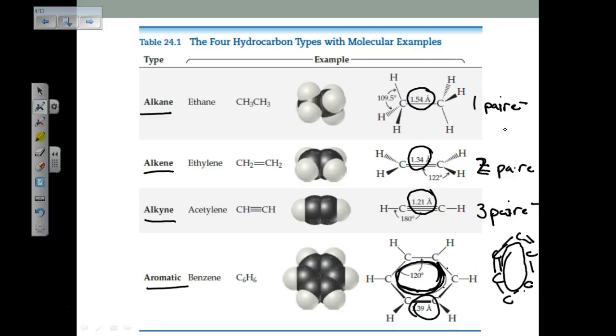So there's nothing bizarre about any of these if you know your Lewis dot structures and your rules of VSEPR theory and geometries. That goes over some of the physical properties of the different types of hydrocarbons, and I hope that helps you out a little.